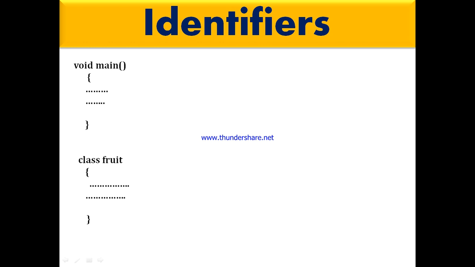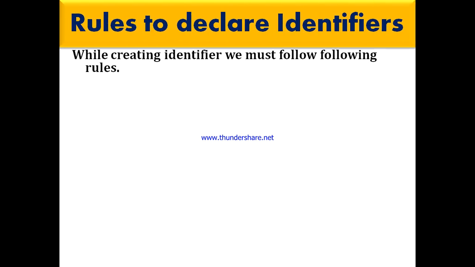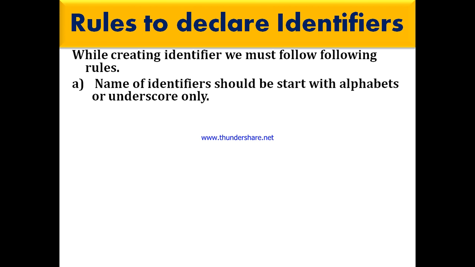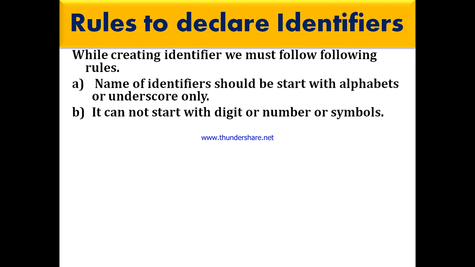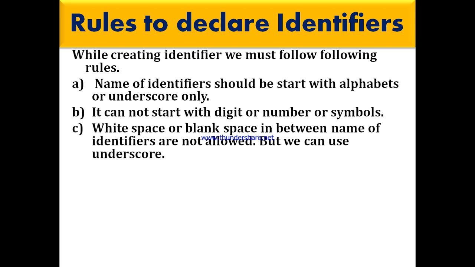While writing these identifiers, we must follow certain rules. Number one, the name of an identifier should start with an alphabet only. It cannot start with a number, symbol, or any digit. The name of an identifier should start with an alphabet or underscore. It cannot start with a digit, number, or symbol.